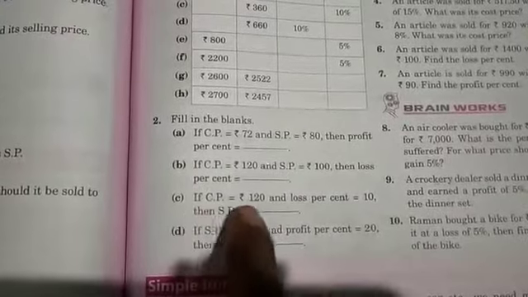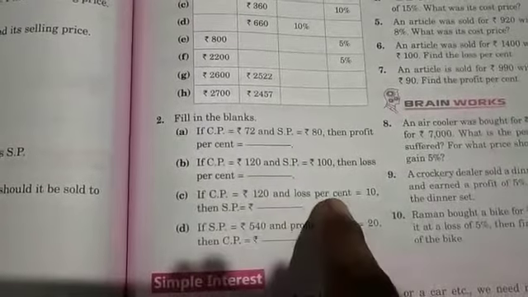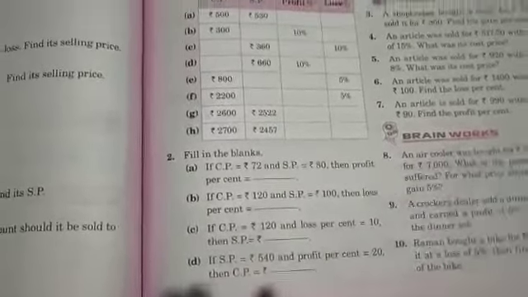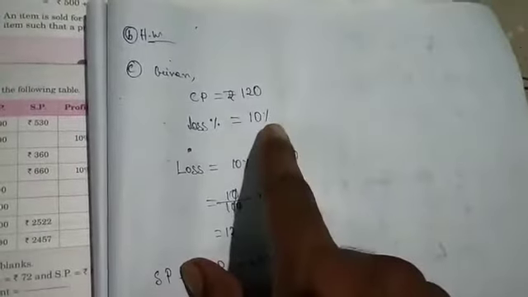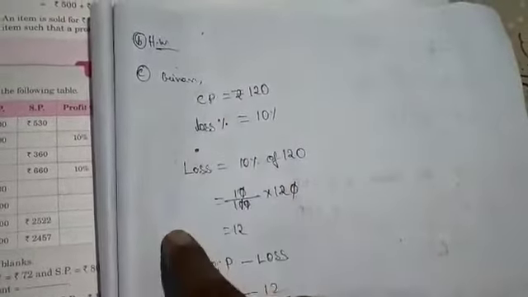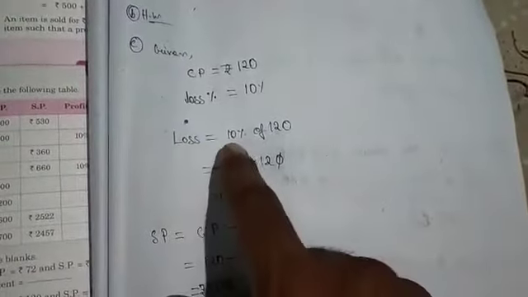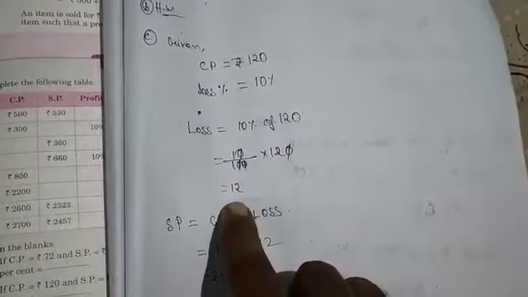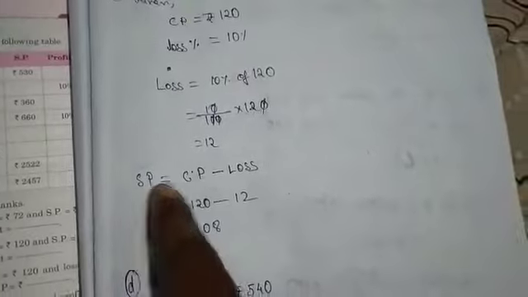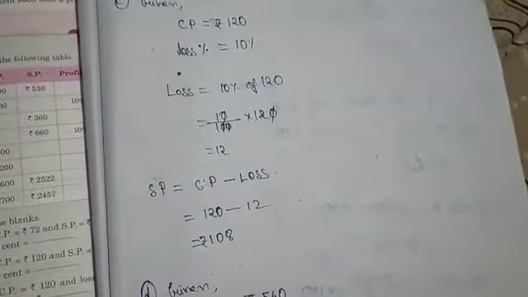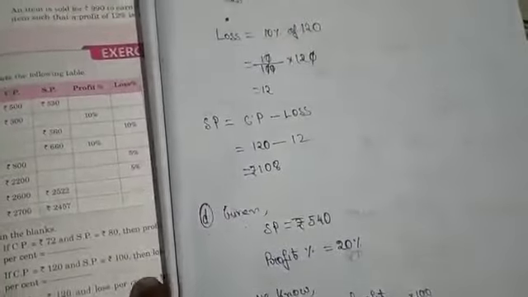Here the cost price is given as 120 and the loss percentage is given as 10. You have to find out the selling price. So see, cost price is 120, loss percent is 10%. We always know that everything is calculated on CP. So you have to find out the loss: 10% of 120 is 12. That is the loss. Now to find the value of selling price, CP minus loss, the value is 108.